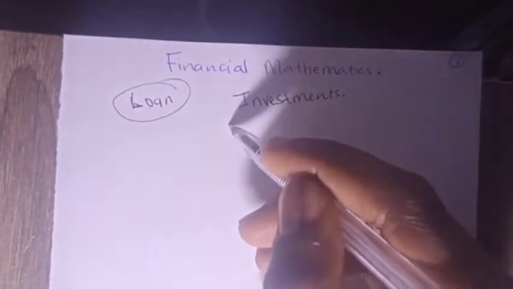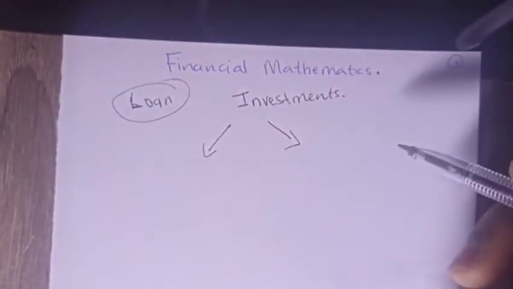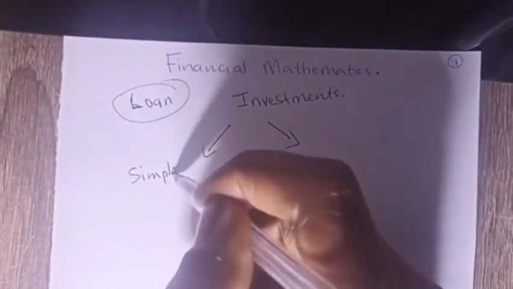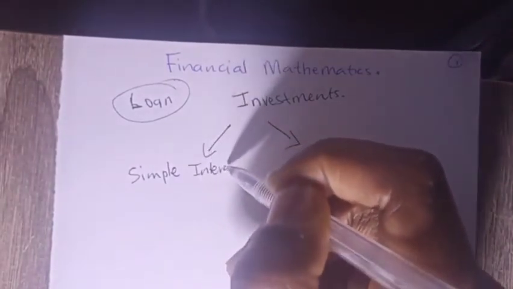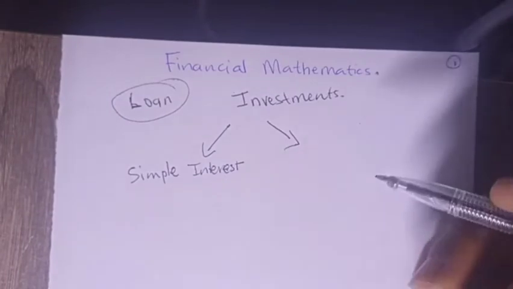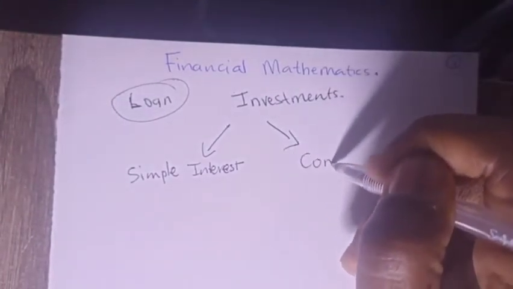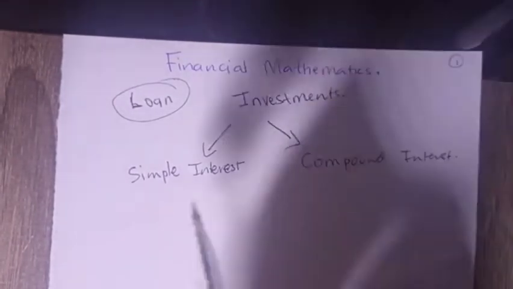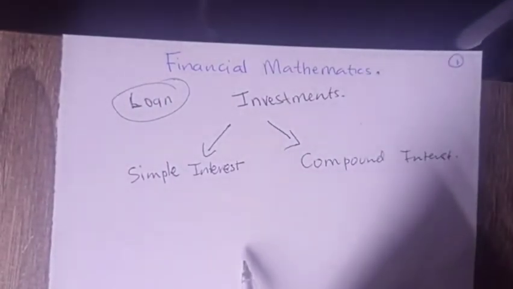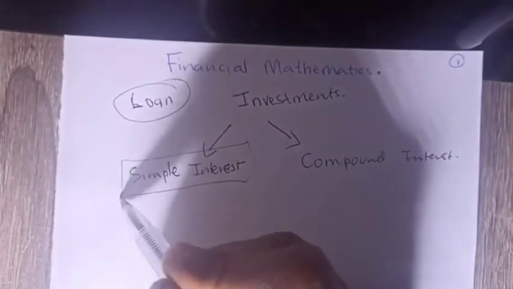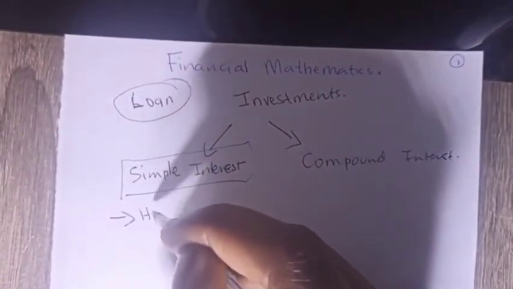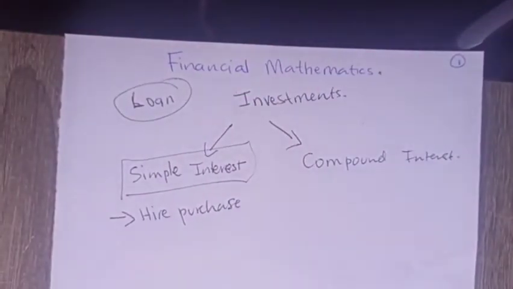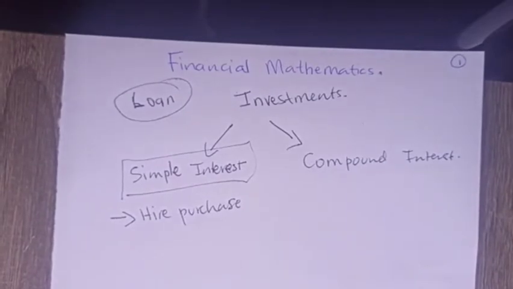So the whole part of financial mathematics is based on two things. It's based on the simple interest, and then compound interest. So basically every question that we'll be calculating, it will fall either in one of the two. So under simple interest, we have hire purchase. Hire purchase is when they tell you that maybe you want to buy a laptop, or you want to buy a TV, you want to buy a cell phone. It's usually under hire purchase.